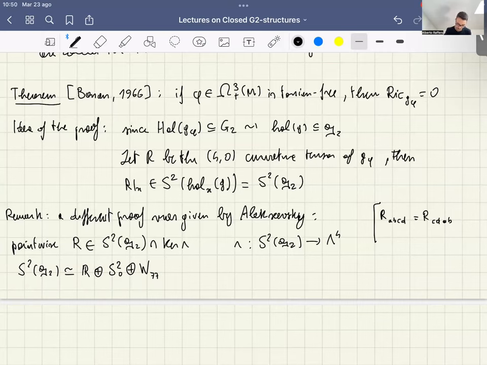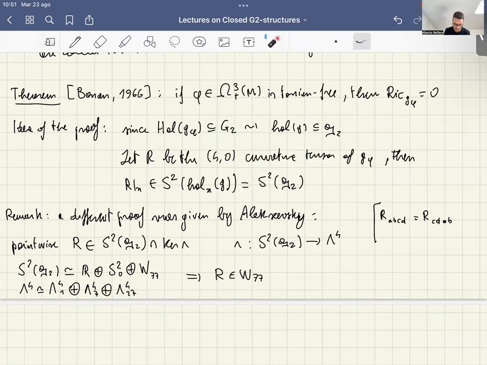On the other hand, we saw yesterday that lambda 4 decomposes as lambda 4 1 plus lambda 4 7 plus lambda 4 27. This wedge here is G2 equivariant, and in particular, it is injective on the R component and on the S20 component. So this means that the R component will go to the one-dimensional submodule of lambda 4. S20, which has dimension 27 and is G2 irreducible, will be mapped isomorphically to lambda 4 27. So since R has to belong to the kernel of this operator here, it has to belong to this module W77. So from this, you get that at each point, the curvature tensor belongs to W77.